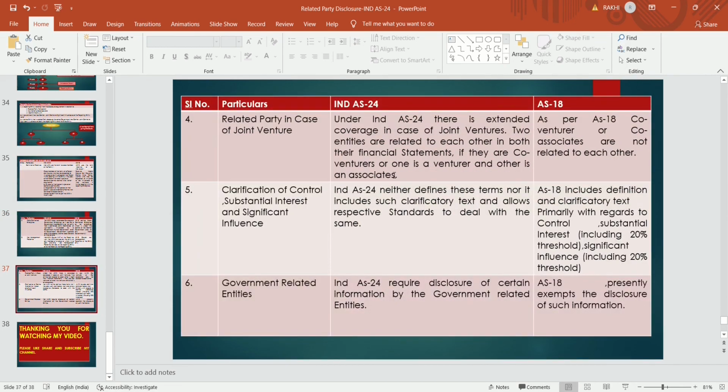Now, related party in case of joint venture. As per AS 18, co-venturers or co-associates are not related parties to each other. But under Ind AS 24, there is extended coverage in case of joint venture. Two entities are related to each other in their financial statements if they are co-venturers, or one is a venturer and another is an associate. If one is the JV and another is the associate, they are related to each other. But in AS 18, co-venturers and co-associates are not related to each other.